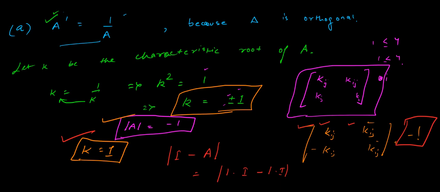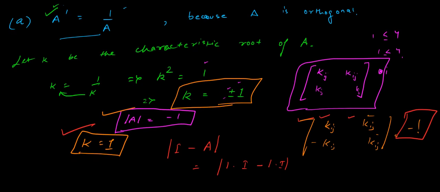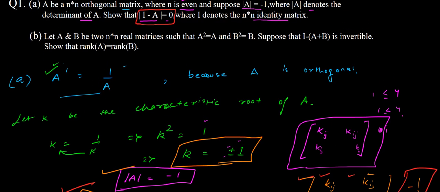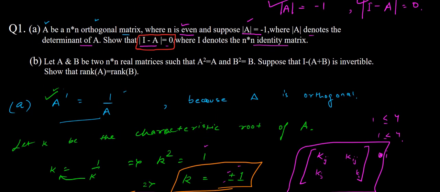So we can write this as I of A, therefore 1 of I, which gives us a value equal to 0. So this is what we needed to prove. This has come up because k is equal to 1. We have the condition k equal to 1, therefore we have this equal to 0. This is what we needed to prove in part A. So let's proceed to part B.